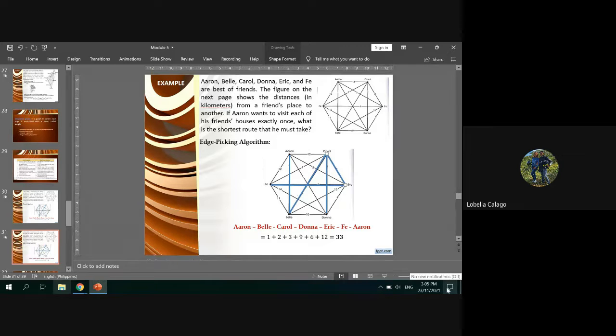Pag-select natin si 8, ayan. Since si Fe ay sinelect natin, pwede, isang line pa lang si Fe, and si Aaron ay isa lang din, so pwede natin i-select na si Fe and Aaron. Ayan. So, meron tayong Aaron to Belle, Belle to Carol, Carol to, sumobra tayo. So, we cannot select this one nor this one, yung 8. Ngayon, sumobra kasi siya eh.